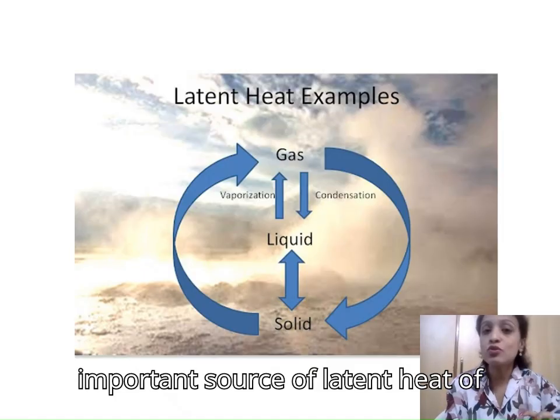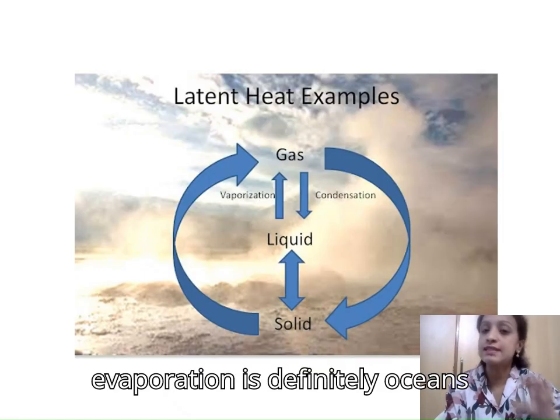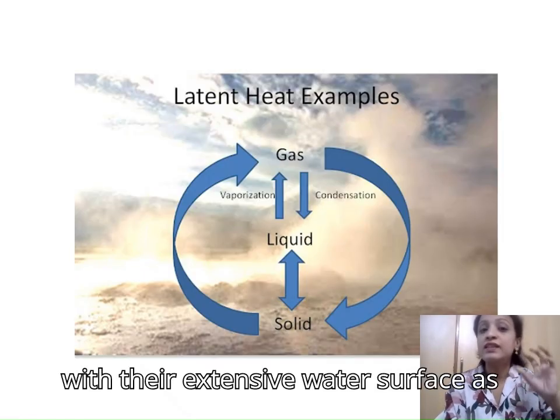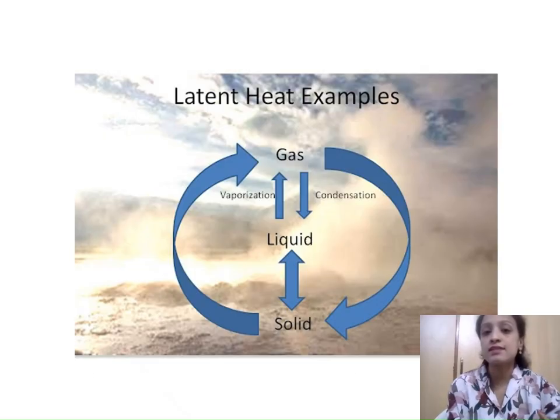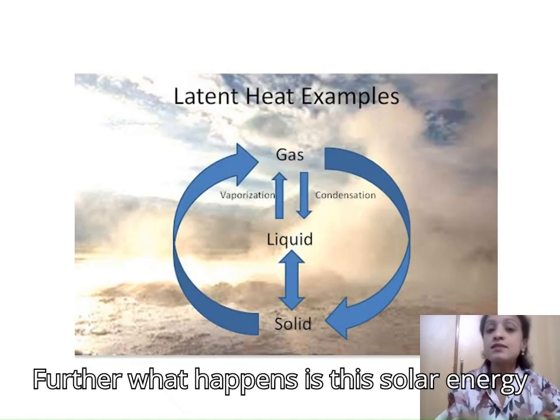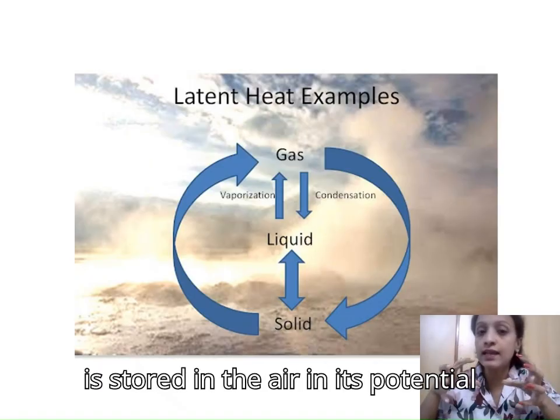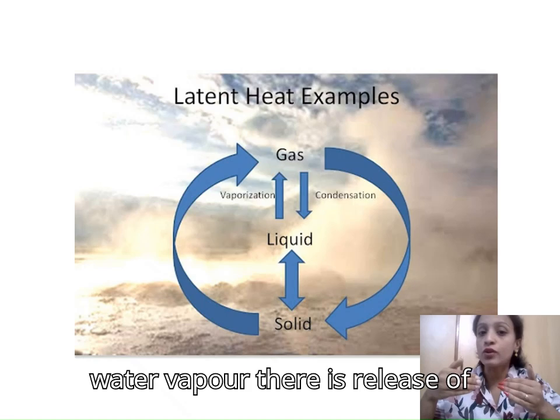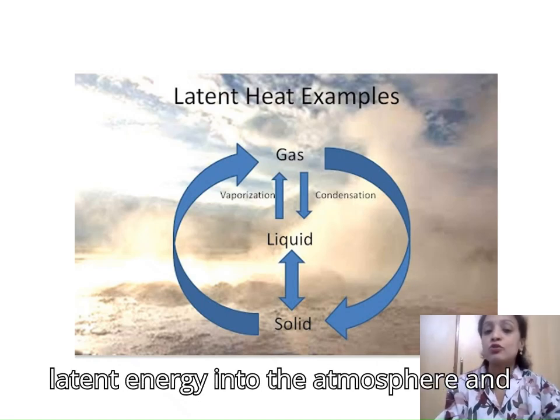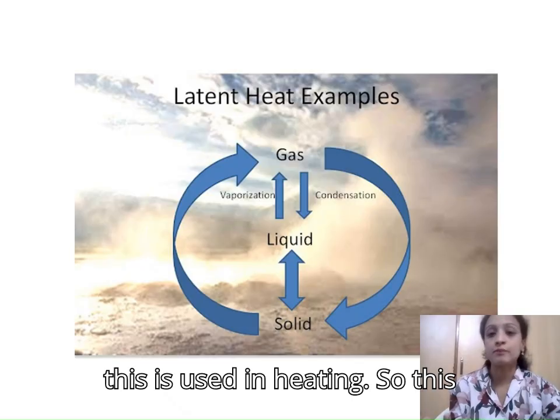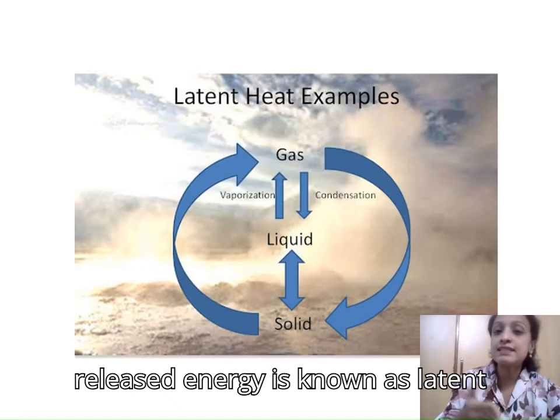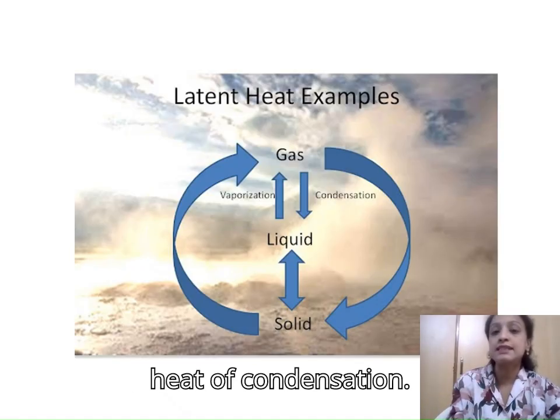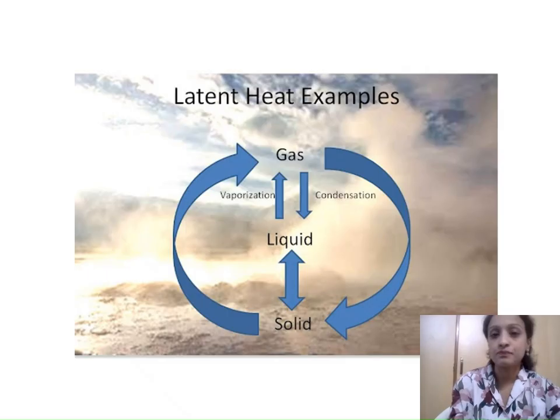The most important source of latent heat of evaporation is definitely the oceans, with their extensive water surface as they have exposure to the sun. Further, this solar energy is stored in the air in its potential form, and during the condensation of water vapor, there is release of latent energy into the atmosphere, and this is used in heating. So this released energy is known as latent heat of condensation.